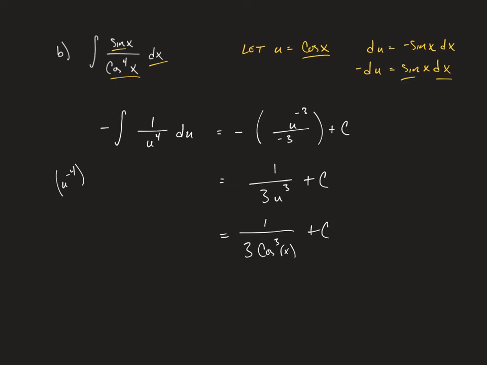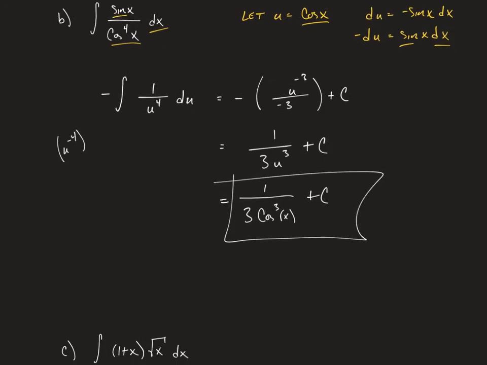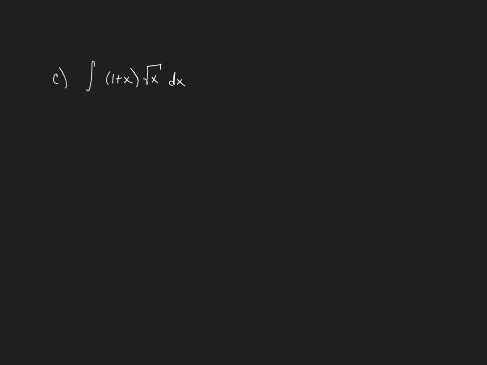plus c. All right, example C, another indefinite integral, and we've got a product here. We don't want that, so I'm going to bring this square root of x into the parentheses here by multiplying, and remember that that is an x to the 1/2 power.